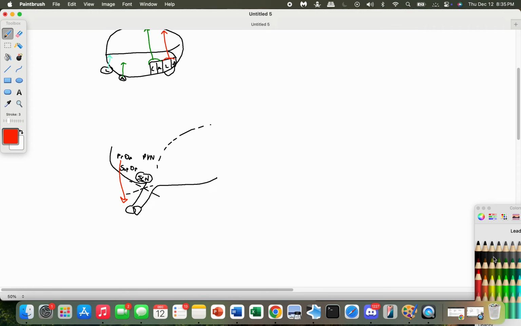So the supraoptic and the paraventricular nuclei are together and they extend down, going into the posterior pituitary, so our supraoptic and our paraventricular nuclei together synthesize ADH and oxytocin in that order.